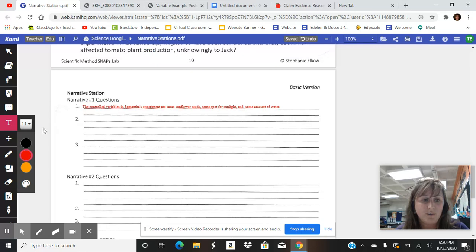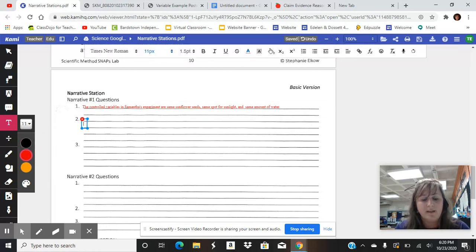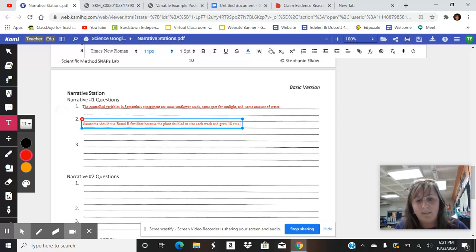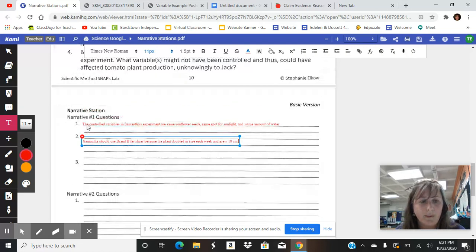So I'm going to start a new text box. So Samantha should use brand B fertilizer because the plant doubled in size each week and grew 18 centimeters. I think that's what it grew. Let's go back and check.